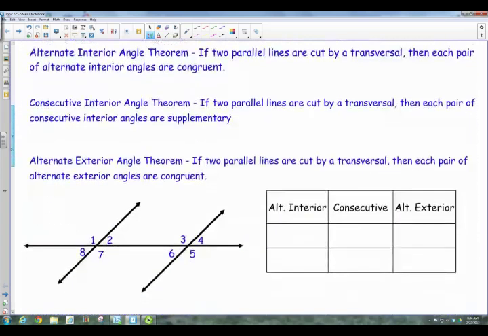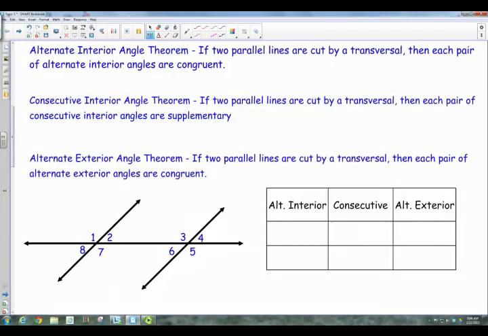Now the next three are other options that you can use. The first one is called alternate interior. Interior means inside the parallel lines. If you look at the picture down on the bottom, here are my parallel lines, and inside of that would be this area here in orange. That's the interior. Alternate means it crosses over your transversal. So if two parallel lines are cut by a transversal, each pair of alternate interior angles are congruent. Inside, crossing the transversal, alternate interior would be 3 and 7 and 2 and 6.